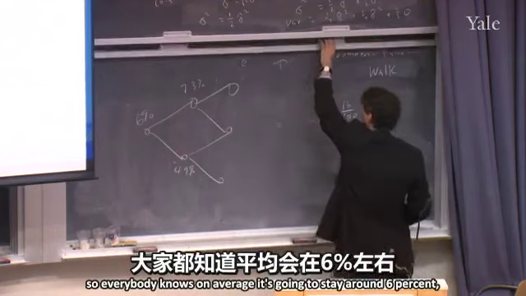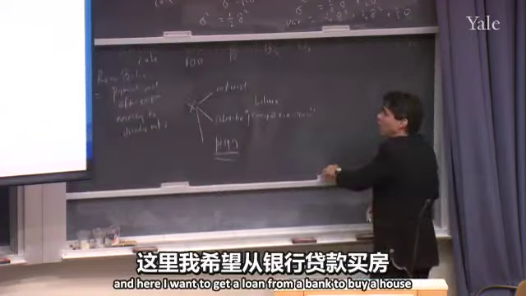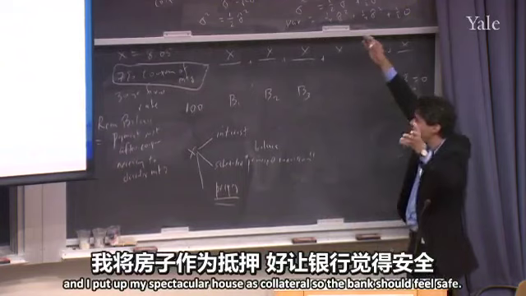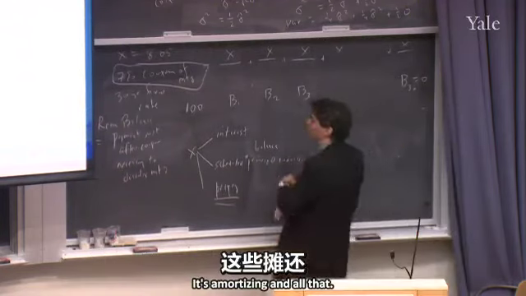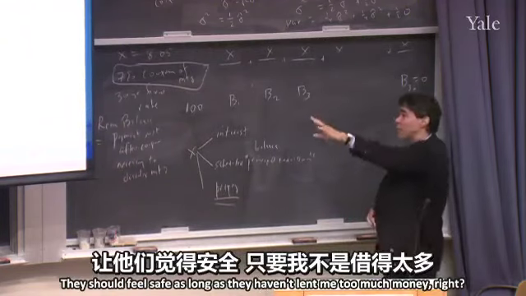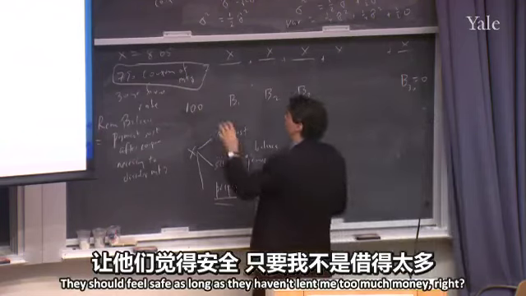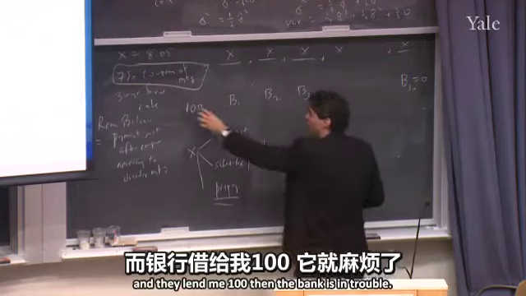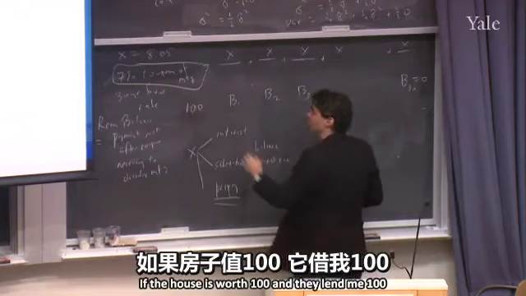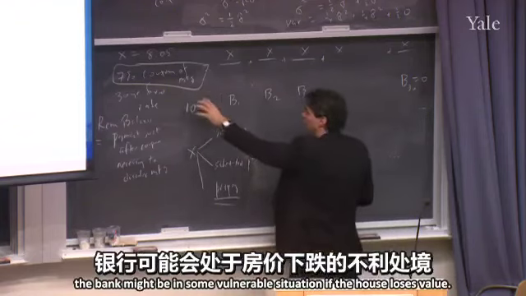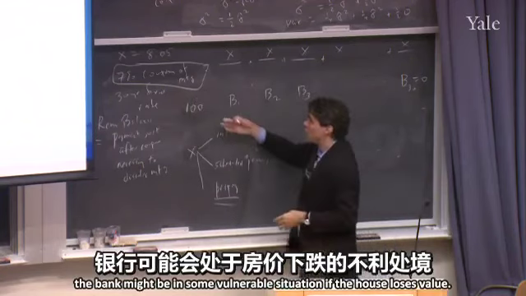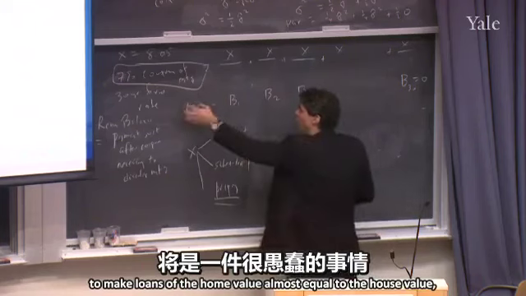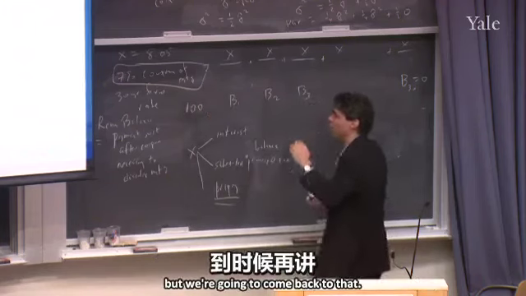everybody knows on average it's going to stay around 6%, and here I want to get a loan from a bank to buy a house, and I put up my spectacular house as collateral, so the bank should feel safe, it's amortizing and all that. They should feel safe as long as they haven't lent me too much money. By the way, if my house is only worth $80 and they lend me $100, then the bank's in trouble. If the house is worth $100 and they lend me $100, the bank might be in a vulnerable situation if the house loses value. So banks would have to be stupid, as they were, to make loans of almost the entire house value. But we're going to come back to that.